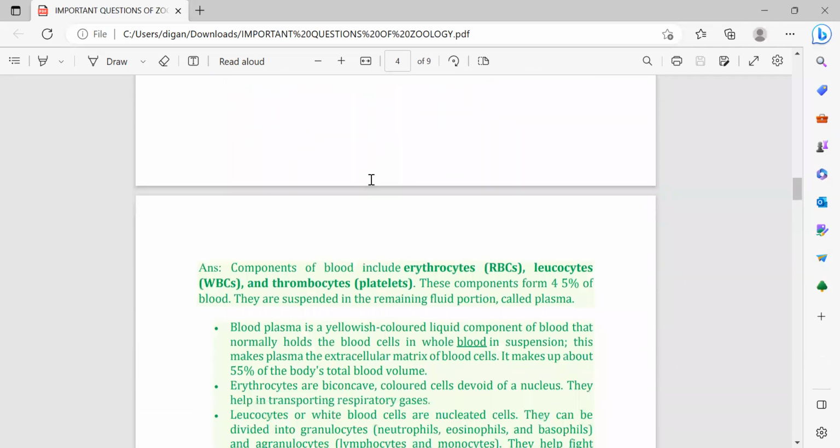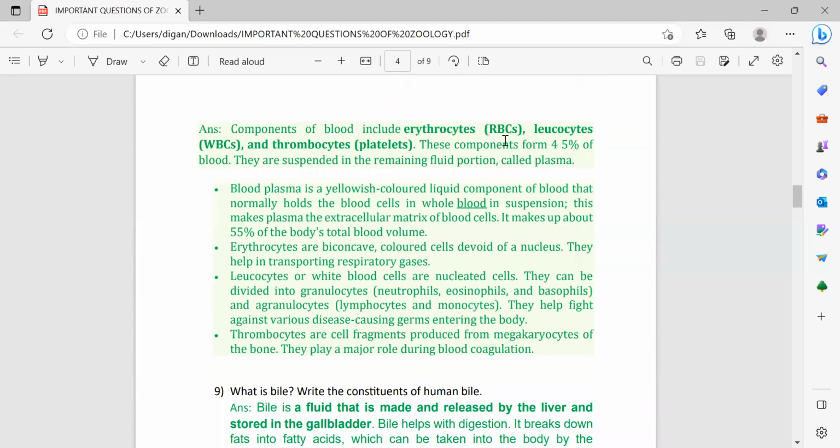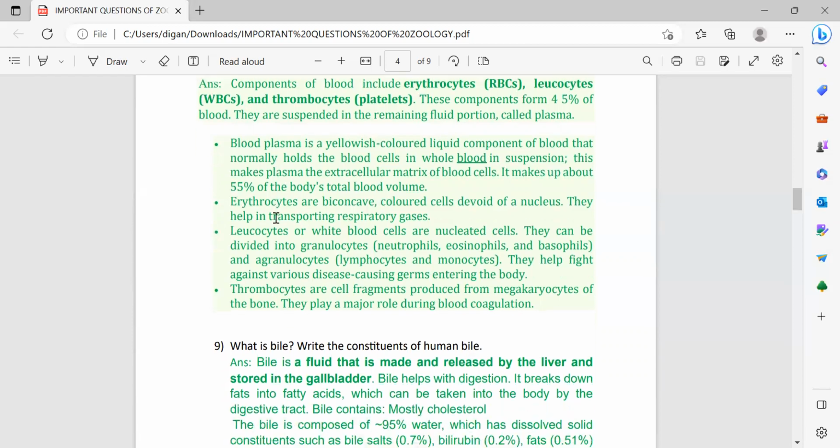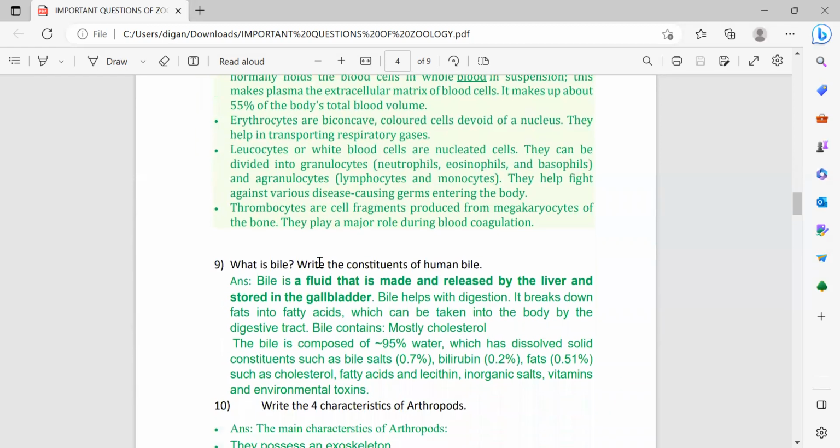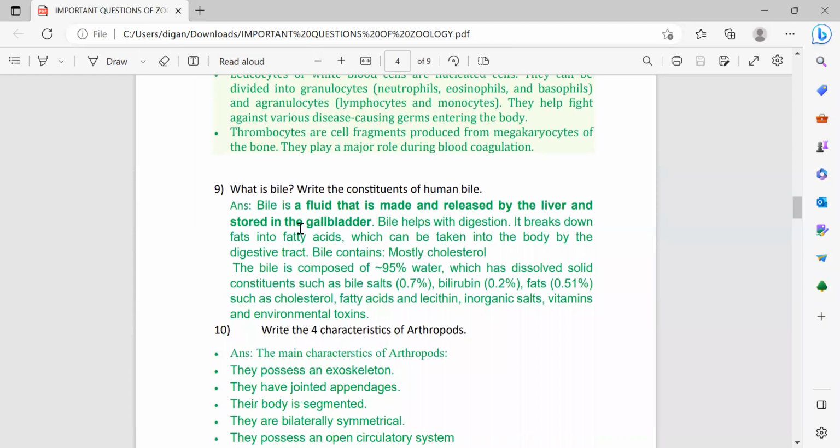What are the different components of blood? The components of blood are erythrocytes, means RBC, leukocytes, means WBC, and thrombocytes, means platelets. And these are the explanations of them, means how many erythrocytes are present, how many leukocytes are present, and what is the function of RBC. What is bile? Write the constitution of human bile.